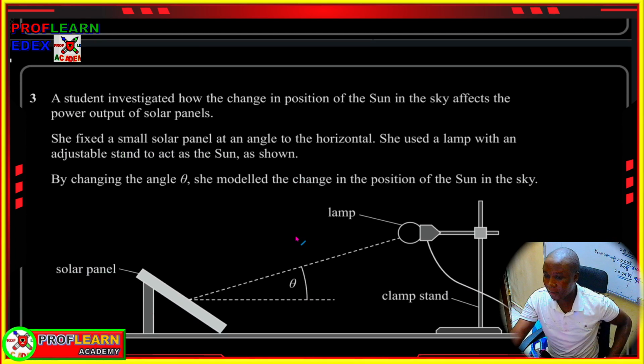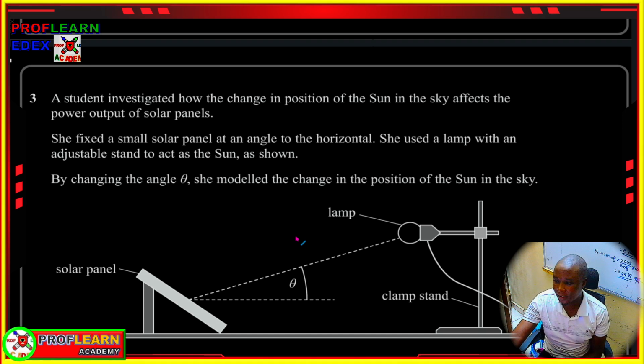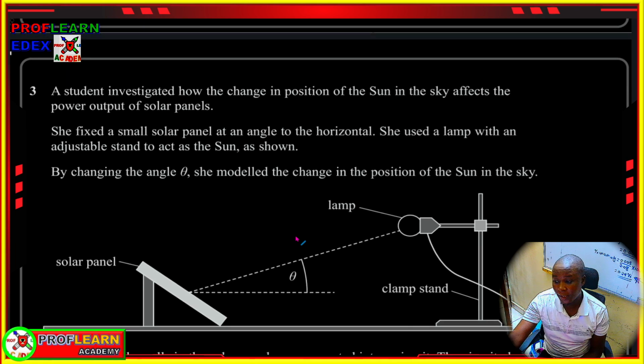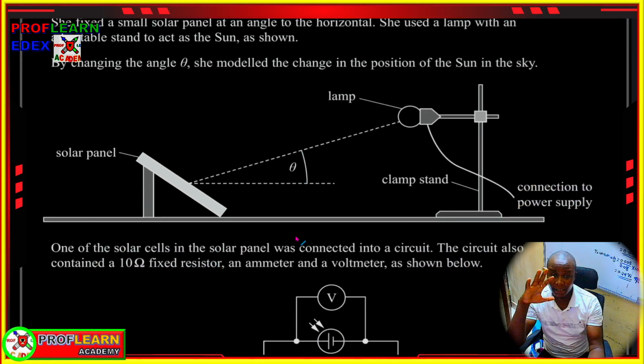We have question number 3, and in this question we are told the student investigated how the change in position of the sun in the sky affects the power output of solar panels. We know that if the sun is directly such that the rays are striking the panel incident, we are going to have the maximum amount of power.